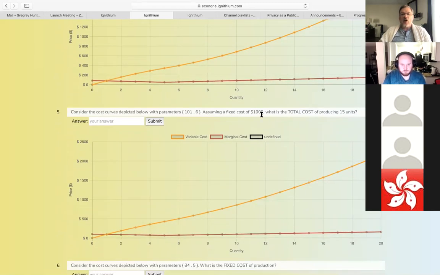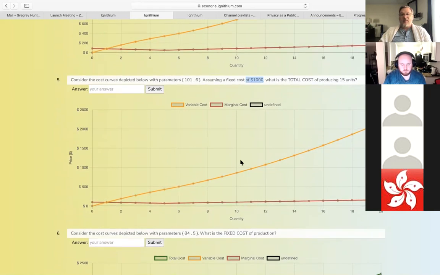Now this one says, oh, assuming now we have a fixed cost, what's the total cost of producing 15 units? So this is helpful, right? Because we can just go to 15 and we can go, oh, the variable cost, oh, that's 13 units, sorry. The variable cost is $1,440, right? And that's the variable cost for this equation I just showed you. So, and we have the fixed cost there. So we just add it to the variable costs and we're good to go.